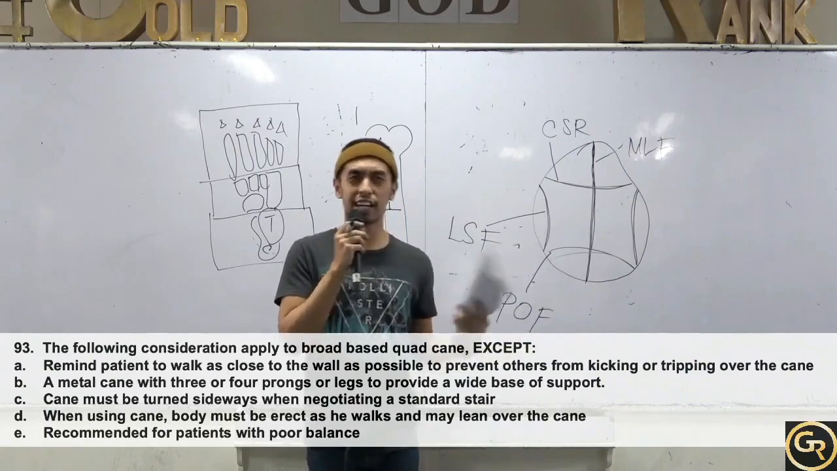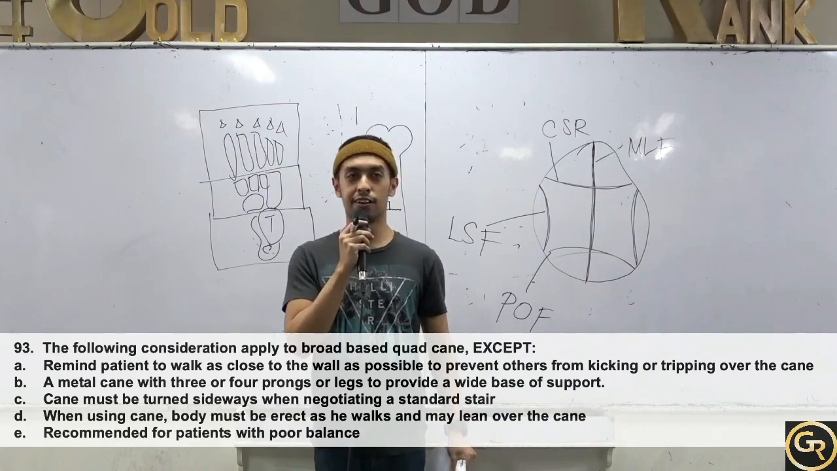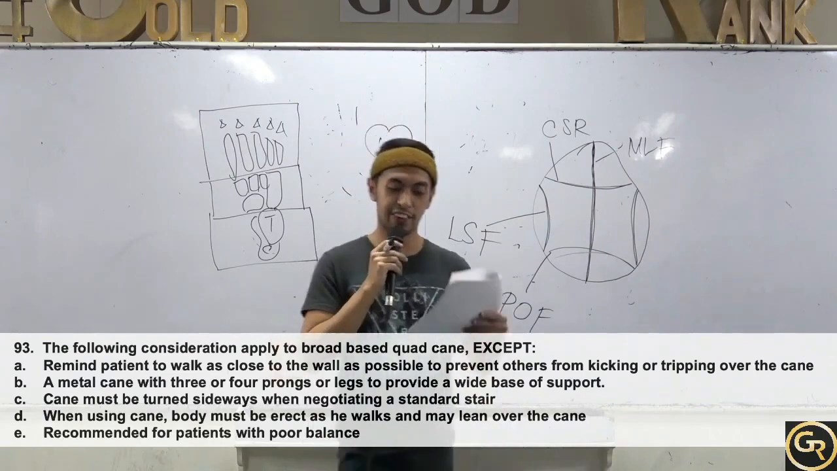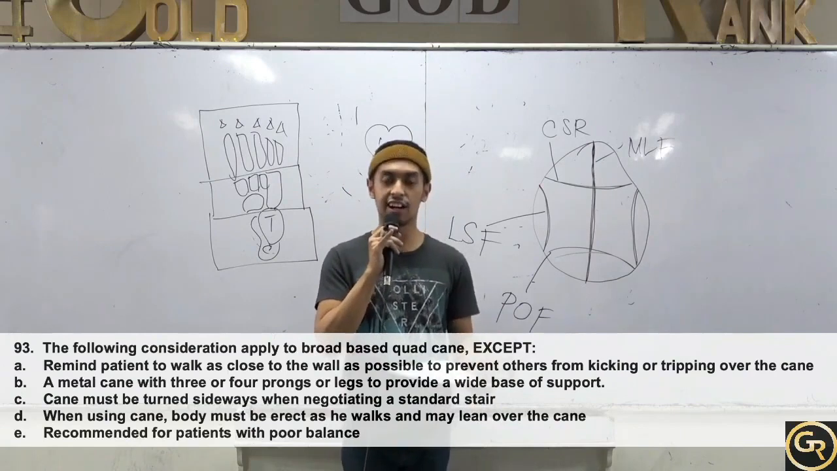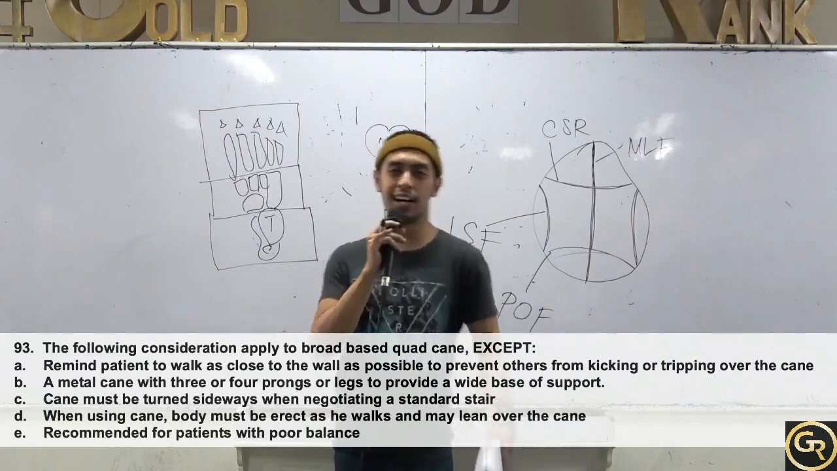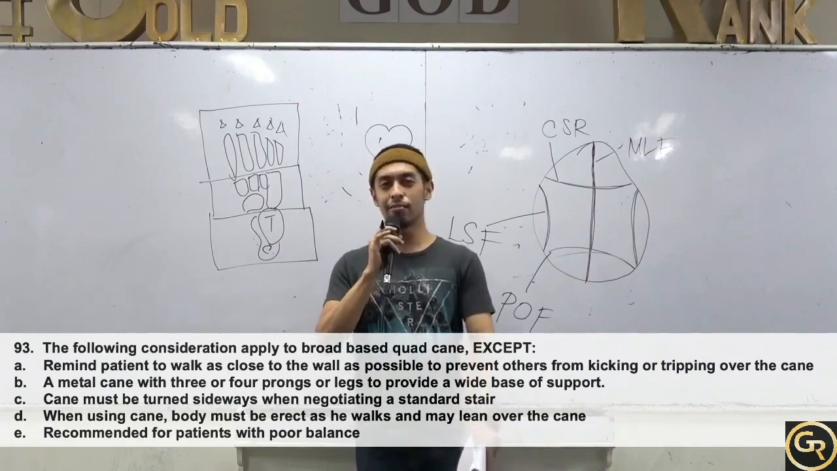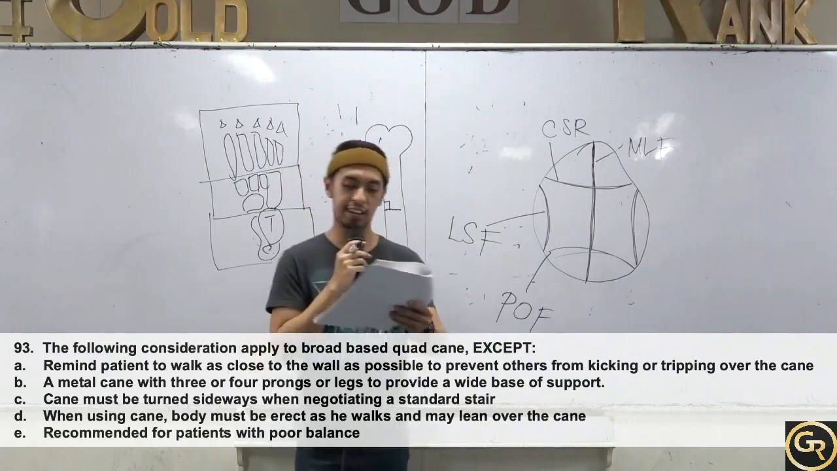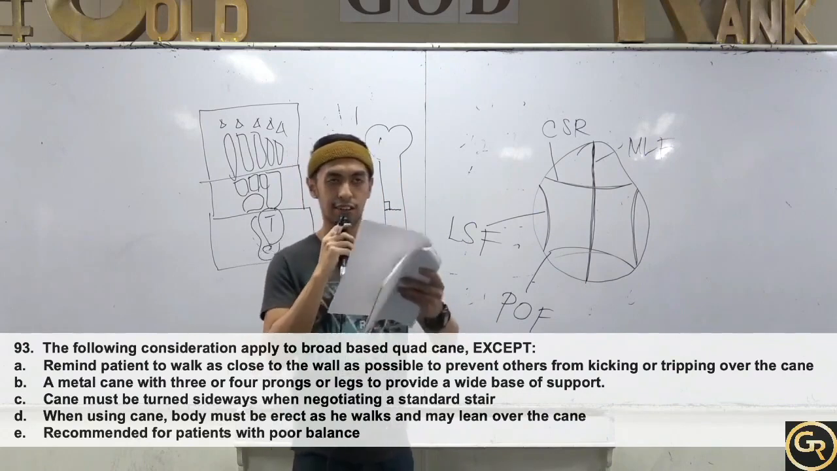Okay? So you can see right away, we have a contradiction again. What did it say? Your posture should be erect. Meaning upright posture while you're using the cane. Therefore, there should not be any leaning motion of the trunk. Right? When you use the quad cane, we should not lean like that, right? Our posture should be erect while using the cane. There should be no leaning over the cane. So, our answer would be letter dog. Okay? Letter dog.